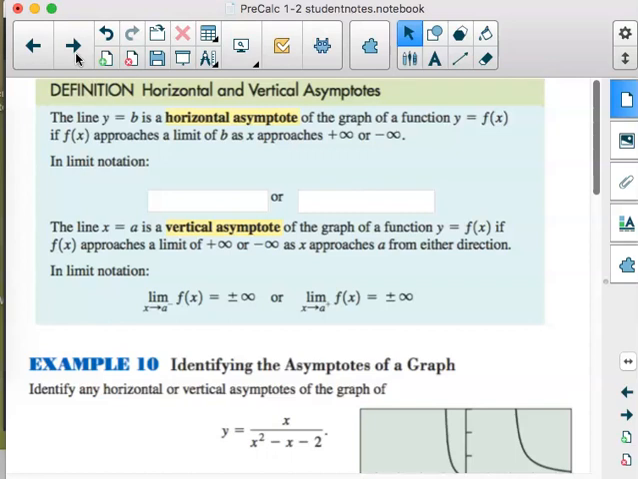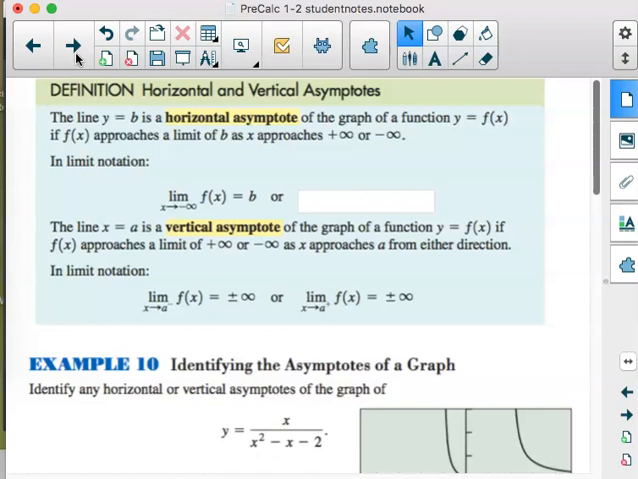And like it says up here, horizontal and vertical asymptotes, the line y equals b, that's going to be our horizontal asymptote of the graph of the function, if f of x does approach a limit as x approaches positive infinity or negative infinity. Where is it reaching? So in limit notation, this is what we're saying. So like I said, teeny bit of calculus. The limit as x approaches negative infinity, so as you go to the left forever, your graph, f of x, will approach b. Closing in on that negative 2, getting closer and closer to negative 2.